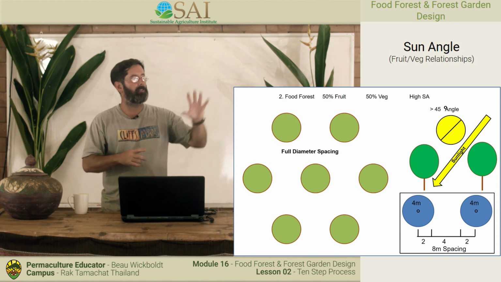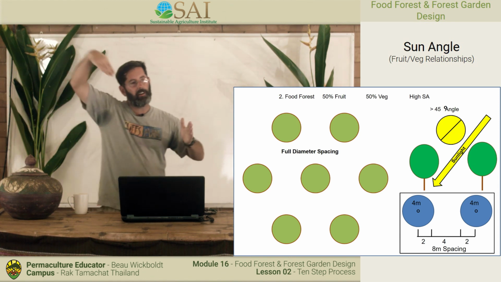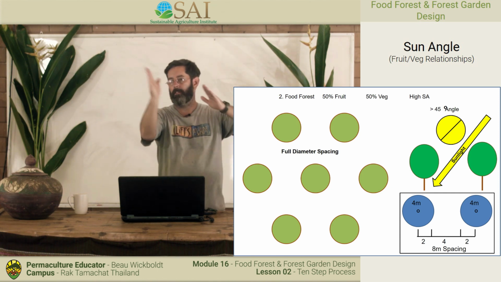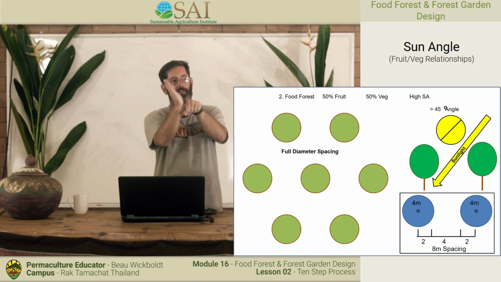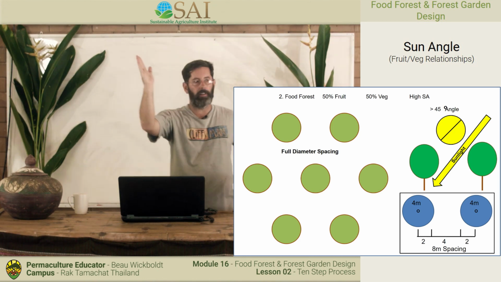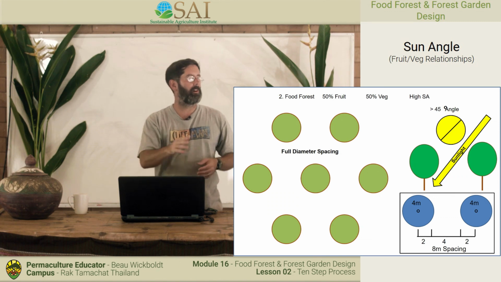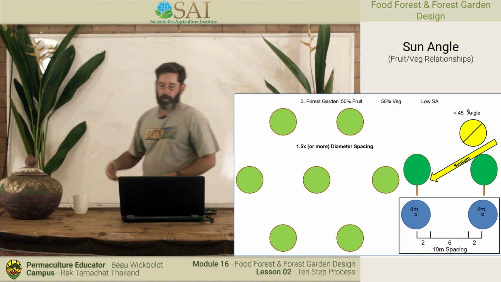If I had 50% fruit, right? 50% vegetables, do you see how the sun angle is now able to get under the tree? Right? Before, it was too closed and the sun was not allowed to go under. It hit the second fruit tree. But now there's enough space, so that 45-degree angle will come in, and now I can grow vegetables or herbs under the fruit tree. So in this instance, that's working out really nice.